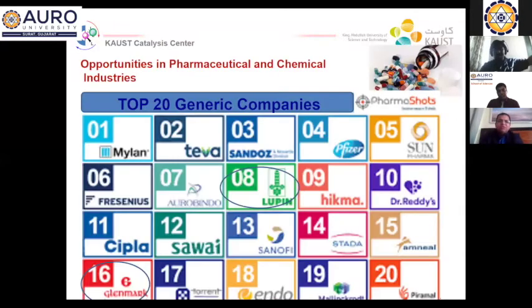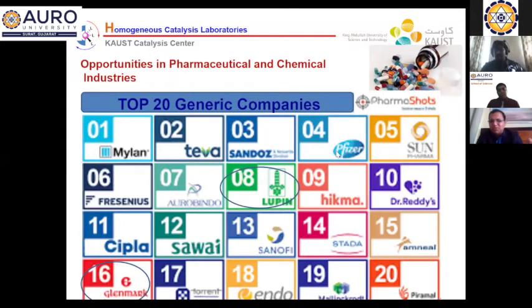So there are also some opportunities in the pharmaceutical and chemical industries. Most of these 20 generic companies are right now in India. So most of the students have an opportunity to join this type of companies for internship as well as their career. I worked at Glenmark and Lupin for almost 10 years: almost 3 years at Lupin, and the rest at Glenmark.